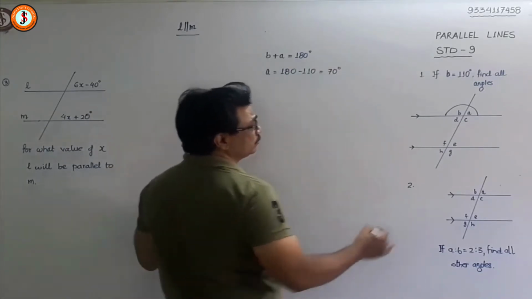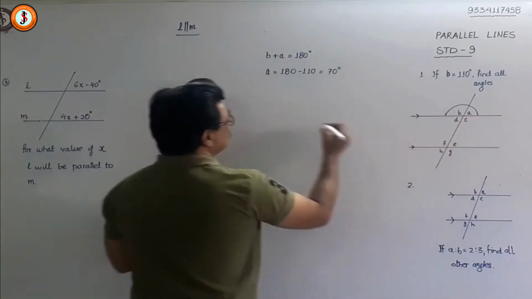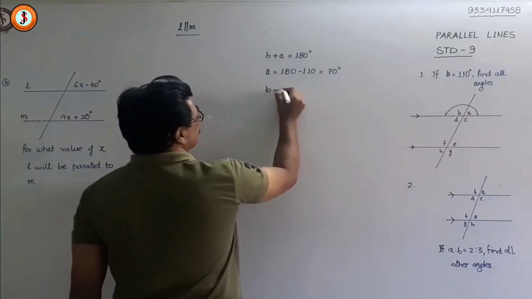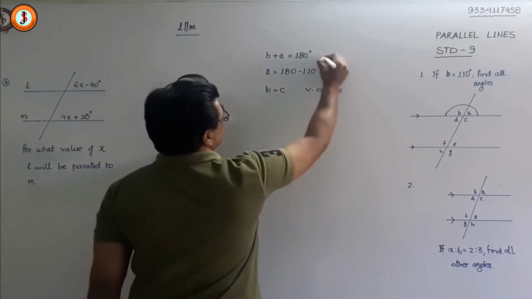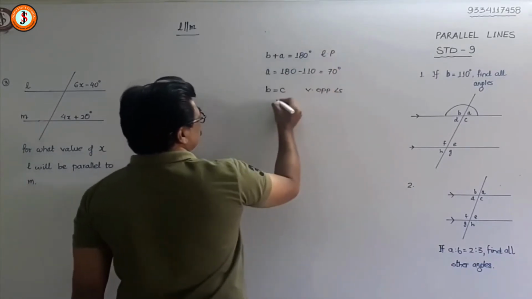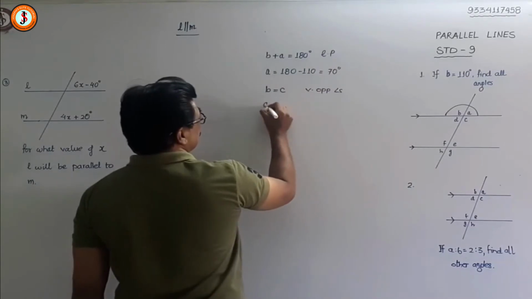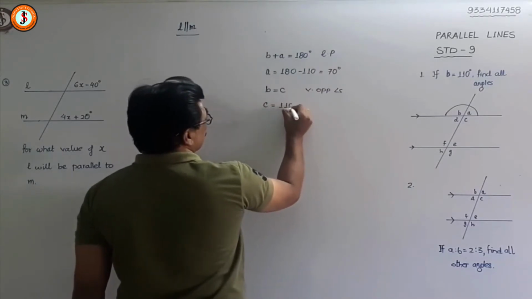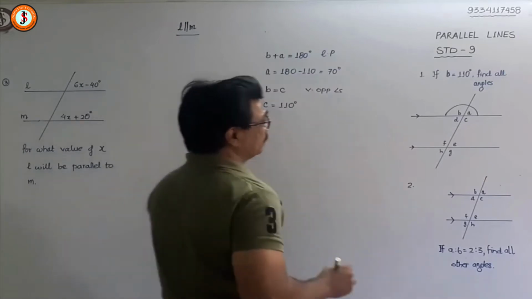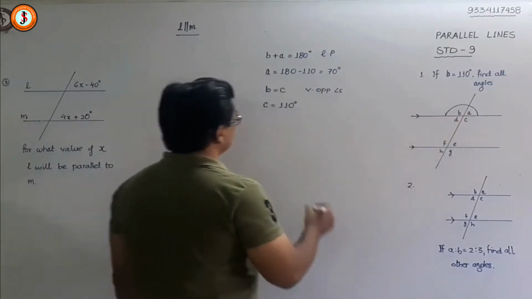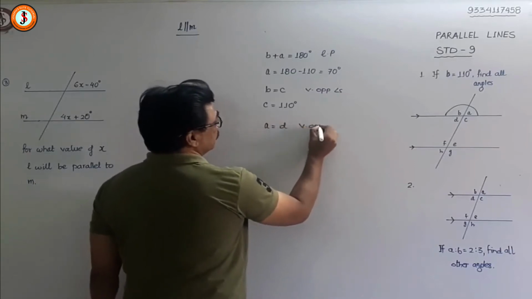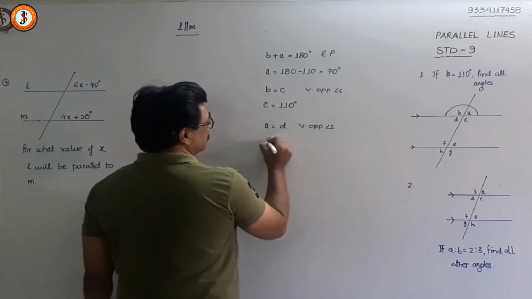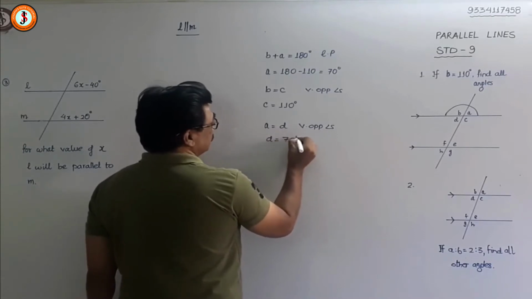Now we can easily do B and C. B is equal to C because they are vertically opposite angles, isn't it? Here I will write linear pair. So B is equal to C, that means if B is 110, C is also 110. Same way, A is equal to D because they are vertically opposite angles. So I have got the value of A as 70, so D will be equal to 70 also.